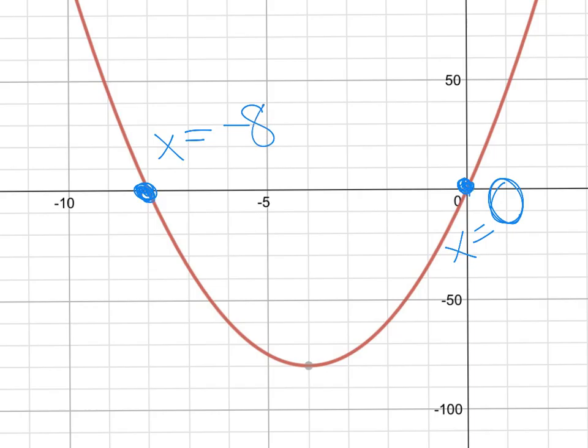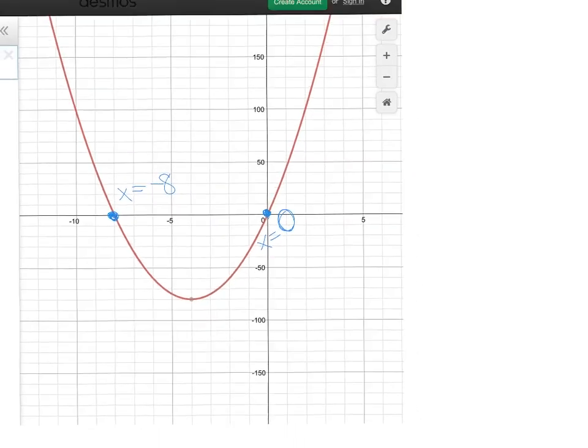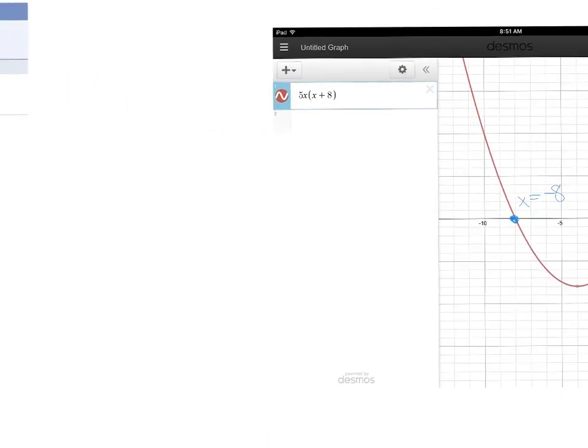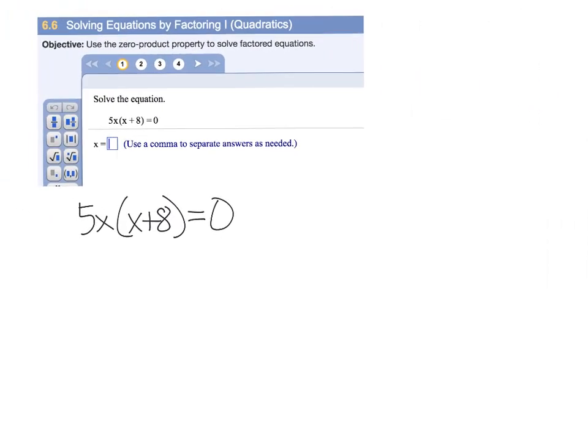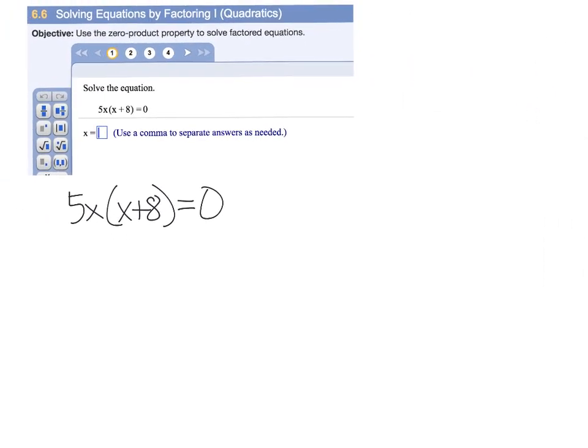So Desmos gave us the answer, because basically when you're solving an equation, what you're doing is you're trying to find out where that graph crosses the x-axis. And since it crosses the x-axis in two locations, 0 and -8, that's your answer, 0 and -8. So technically, you can put that into MyMathLab and move on, and that's your answer.